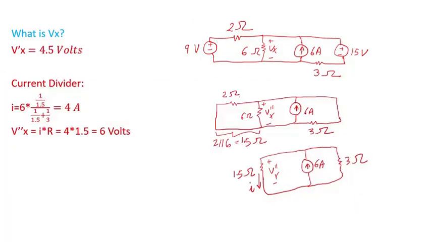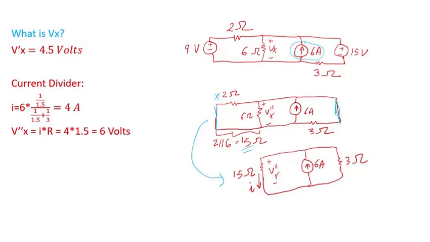Now I only want to leave the 6 amp source on. That's what I'm showing here. That means I'm going to short this voltage source and short the other voltage source. Notice after doing this, the 2 ohm resistor is in parallel with the 6 ohm. If I calculate their equivalent, it's 1.5 ohm. So I can redraw this circuit into this circuit.